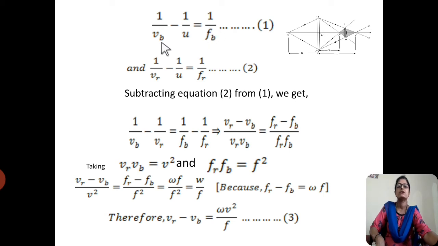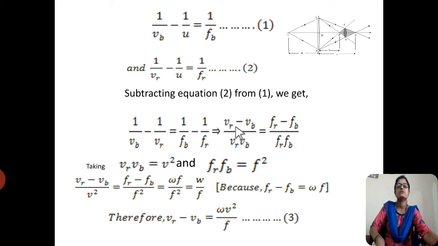So now, for the blue ray, 1 by FB, the focal length of the blue ray, is equal to 1 by VB minus 1 by U. For the red ray we can write 1 by VR minus 1 by U is equal to 1 by FR. Now we subtract equation 2 from equation 1.